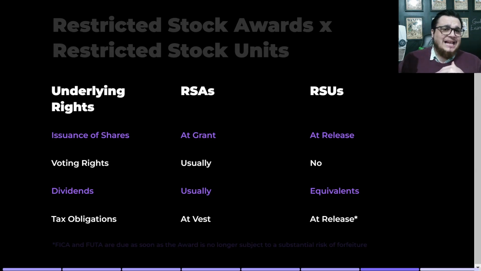Now, as RSUs are not shares until they are released, then they do not have voting rights. They should not have voting rights. They cannot have voting rights. However, for dividends, they may be eligible for dividend equivalence, which is not dividend, but it's like dividend. It's calculated as the dividend, except that it is paid at a later date. And it should not be treated as dividend.